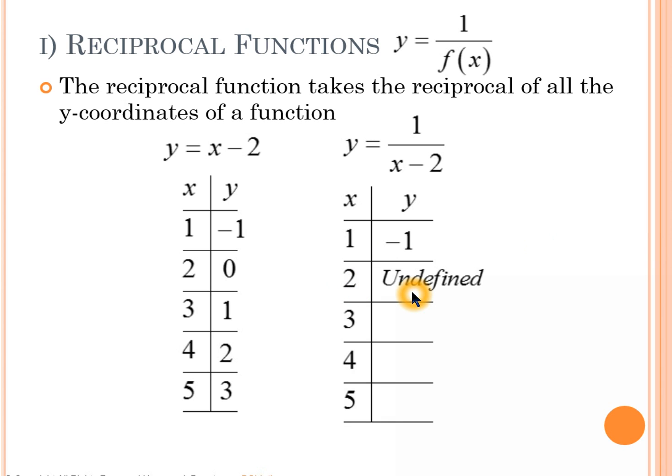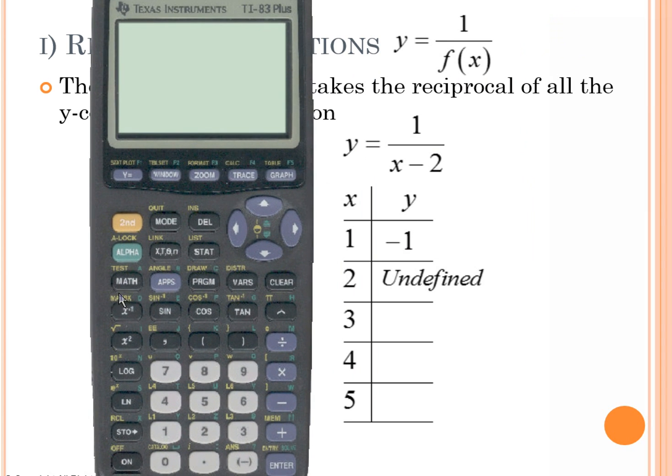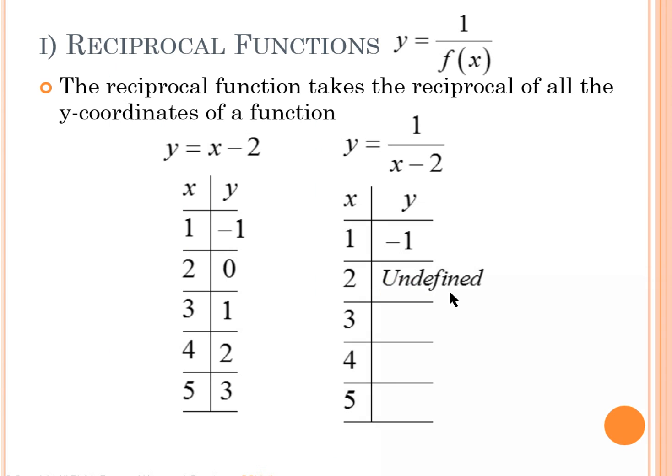Now for 2 it is undefined, and basically if you put this 2 back into your original function, you get 1 divided by 2 minus 2, which is the same thing as 1 divided by 0, and 1 divided by 0 is undefined. Also, if your original function has a value of 0, the reciprocal of 0 would be undefined. If you do 1 divided by 0 on your calculator, you'll get an error, meaning that it's impossible. So that's why we have this undefined here.